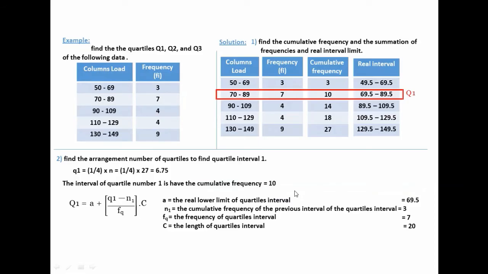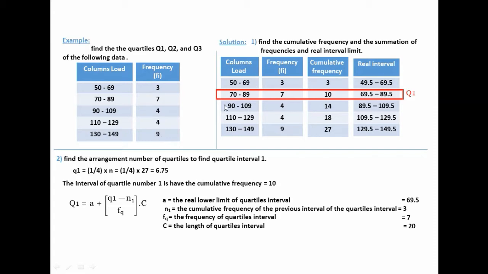Now another example, to find the quartiles Q1, Q2, Q3 in grouped distribution data. You see over here these are the classes 50 to 69, 70 to 89, 90 to 109, 110 to 129, 130 to 149. And these are the given frequencies: 3, 7, 4, 4 and 9.